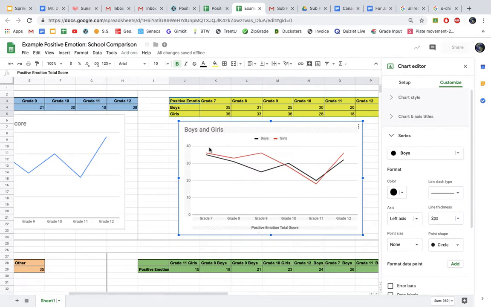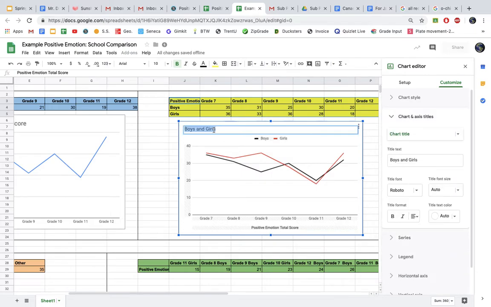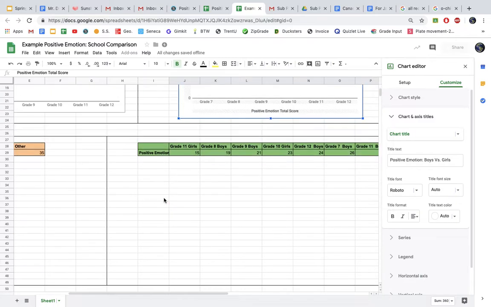And so what is the title? It just says boys and girls. Positive emotion total score, boys and girls. Is that a good title? Not exactly. I think we could change it. So I'm going to change it. I'm going to double click. I'm going to go over here, positive emotion, colon, boys versus girls. Okay, that one's done. So there's a chart, totally done.